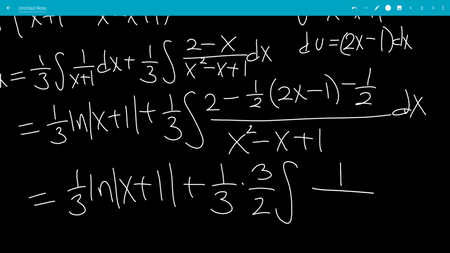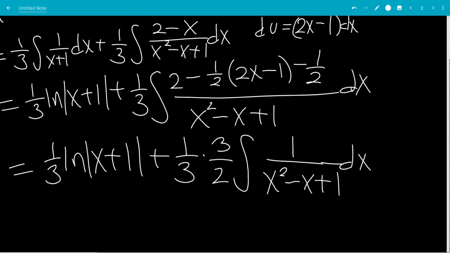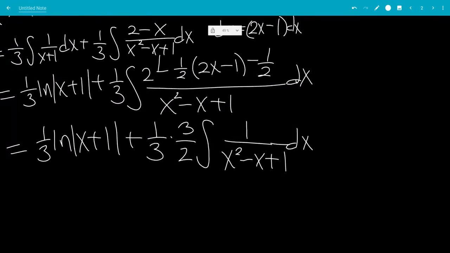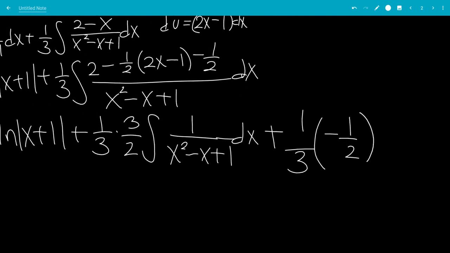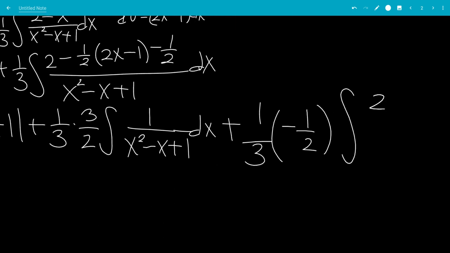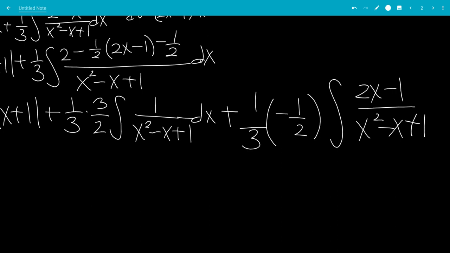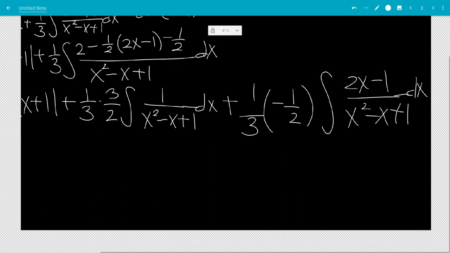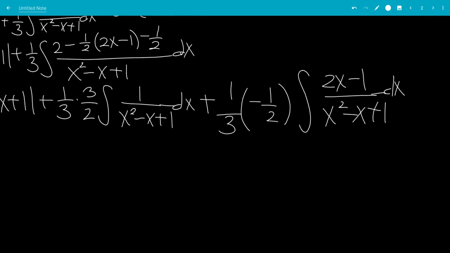Integral of 1 over x squared minus x plus 1 dx. Okay, and then now we have minus 1/2 on the outside, so that'll be minus 1/3. I'm going to write it as plus 1/3 times negative 1/2. And then we have the integral of 2x minus 1 over x squared minus x plus 1. Hopefully that's easy to see. I might be cutting off some stuff, but it's fine.